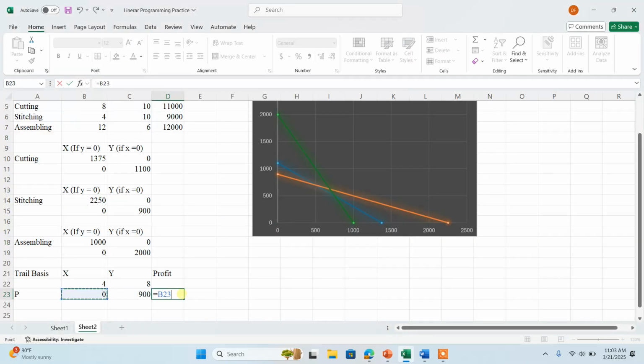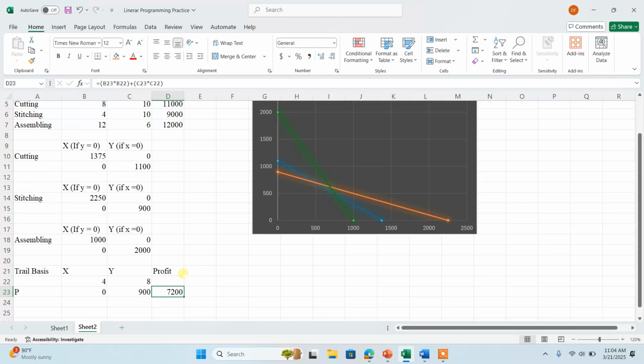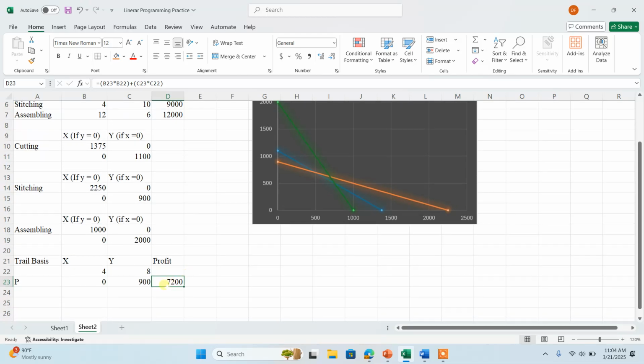If I produce 0 units of the x, then in this case, there is no contribution from the x because we are producing 0 units of the x, and I'm producing 900 of the y, and 1 unit is giving me 8. So if I go for this combination for P, my profit will be 7,200.